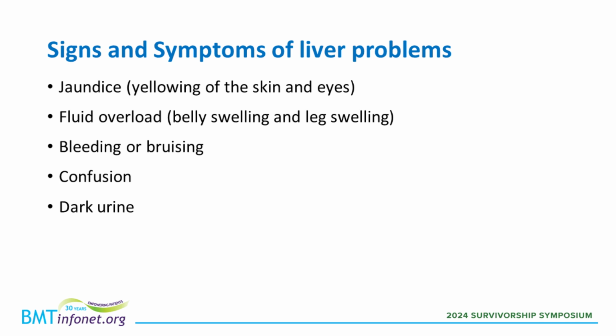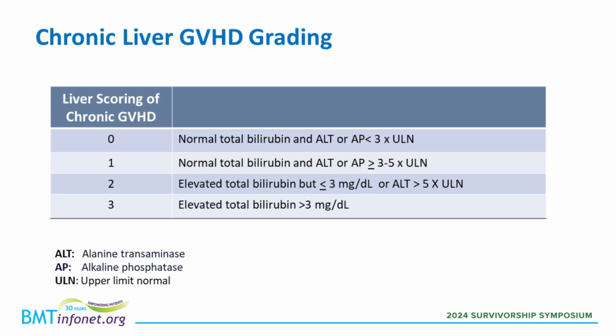So signs and symptoms of more serious or severe GVHD of the liver are not specific to graft-versus-host disease, but these include jaundice, which is yellowing of the skin and eyes, swelling, and other signs of fluid overload, particularly in the abdomen and the legs, and any signs of increased bleeding symptoms, particularly from the nose or from the rectum, or any increased bruising. If advanced, patients can have confusion and dark urine. Next slide.